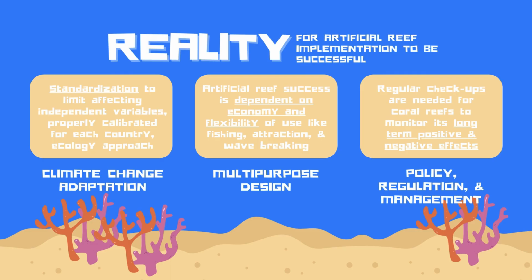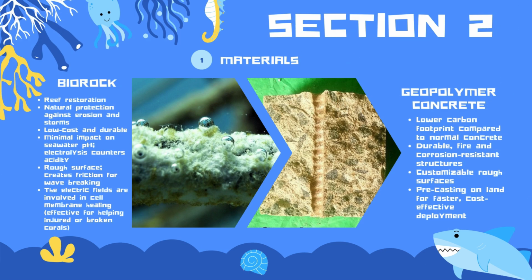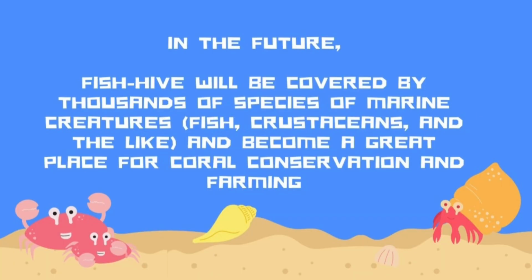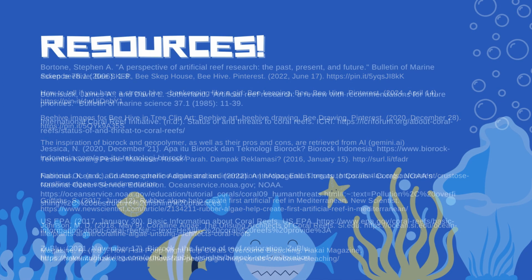life. While the process of making the reef into a healthy and active artificial reef may take some time, this process is effectively sped up by the integration of biorock into our design, providing it with an advantage over other artificial reefs. In the future, we hope that Fish Hive can be a biodiverse habitat for thousands of species of marine creatures and become a great place for coral conservation and farming.